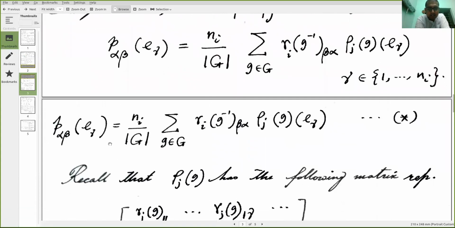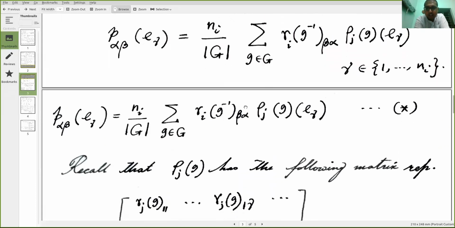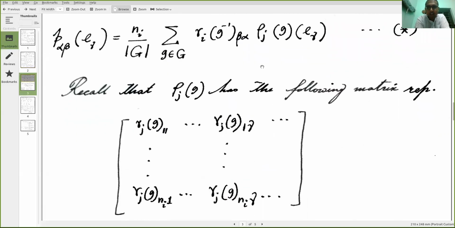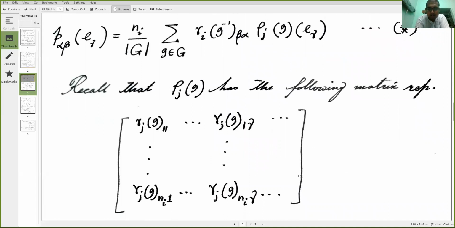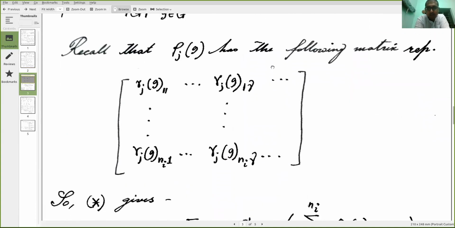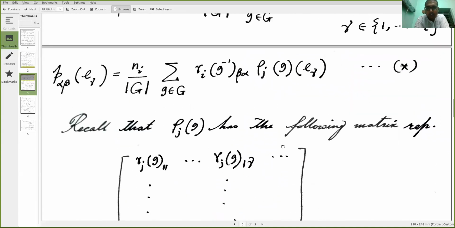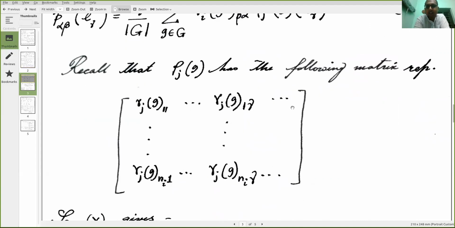And then we know the matrix representation of the operators rho j. The matrix of rho j(g) is the following; that's how we have defined it. Once this is the matrix, then rho j(g) of e gamma is nothing but, to obtain this, we have to just consider the gamma column of the matrix. Okay, so the gamma column is precisely this.